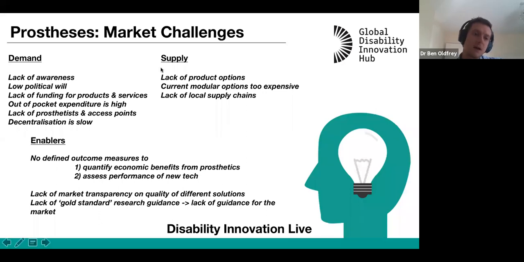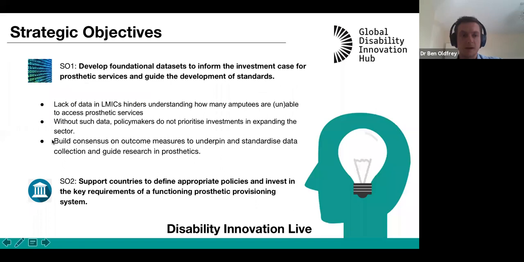So on these enablers that could be helping the market here, a key one is that there are no defined outcome measures to be playing this back, to be showing the benefits that we could be developing. If there were outcome measures to quantify the economic benefits from prosthetics, it would help. And that's not just from the users themselves, but also for the wider community, the people that are supporting these people with disabilities when they don't have a device. That could be building the economy in this way. Also assessing performance of new technologies that come through in a clear way.